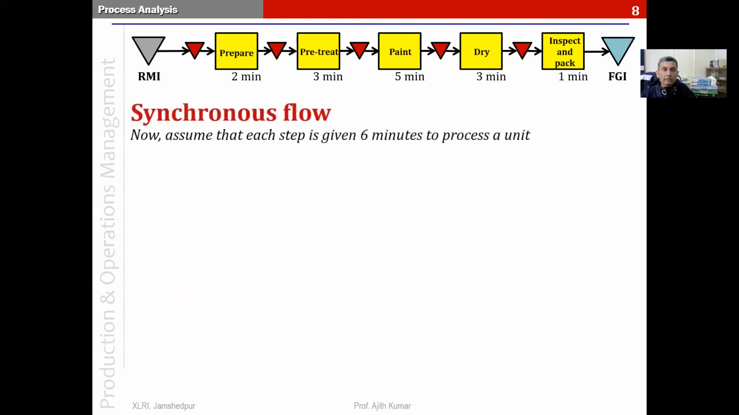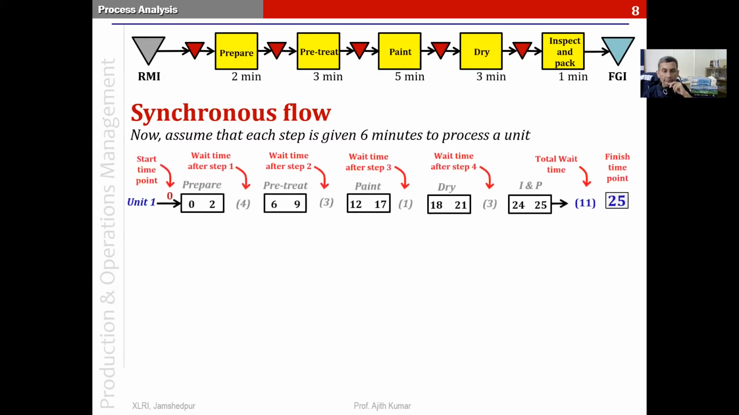Now let's look at synchronous flow. In synchronous flow, let's assume that each step is given 6 minutes, a constant of 6 minutes across the steps to process 1 unit. In such a case, what would happen? Now you can see here, unit 1 goes through the 5 steps, but it begins each subsequent step 6 minutes after it began the previous step.